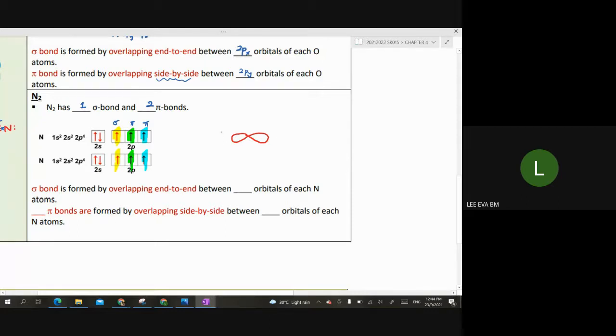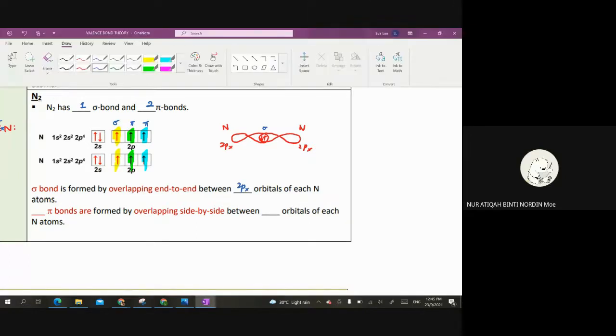Okay, so this is for N, the first nitrogen. And then let's say I'm using this one as 2px. Remember X, Y, Z have the same energy, so it doesn't matter which one you use. Another nitrogen, another 2px. Over here, you are forming your sigma. So sigma bond is formed by overlapping end to end between 2px orbital of each nitrogen atom. Is that okay? Can for sigma? Can, Madam.